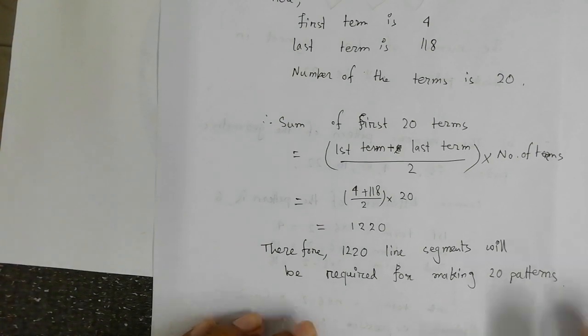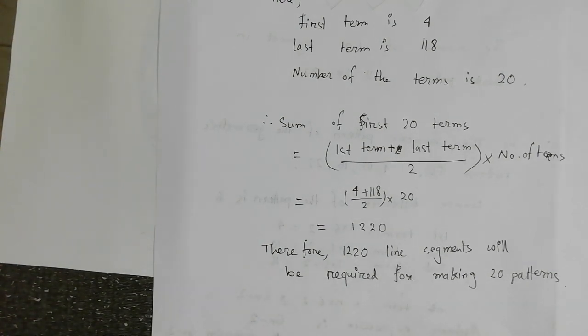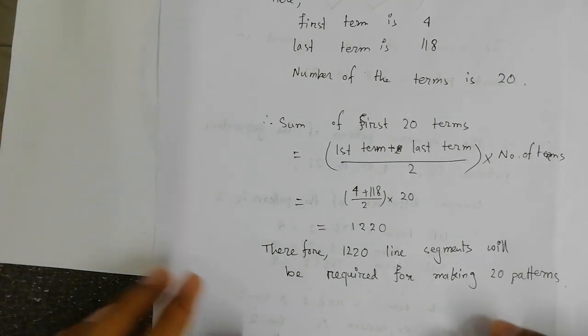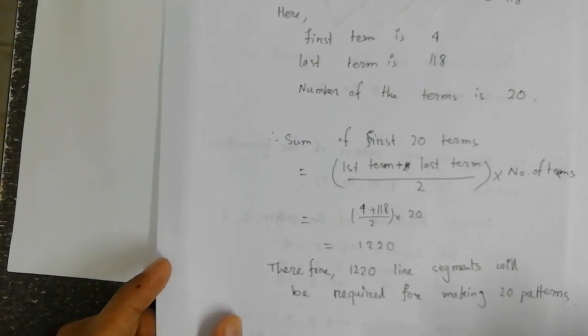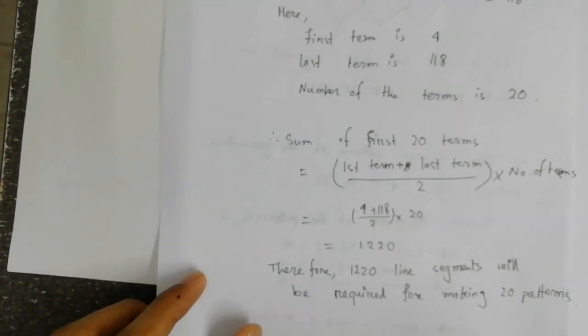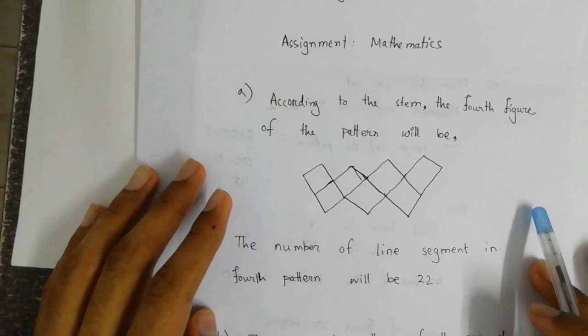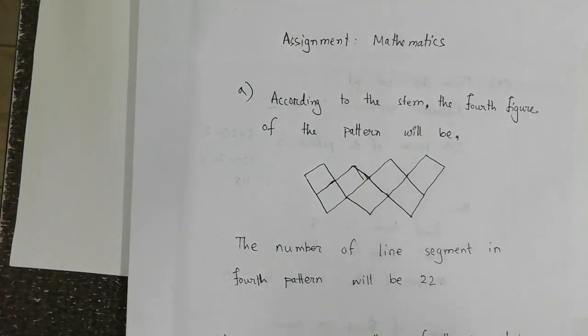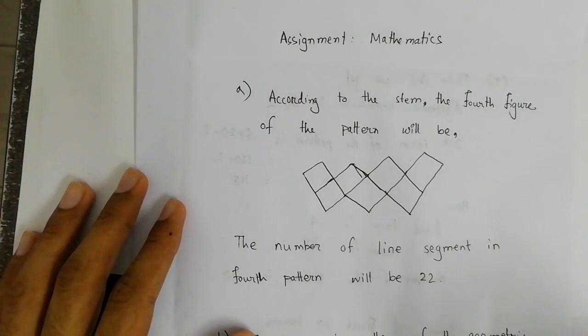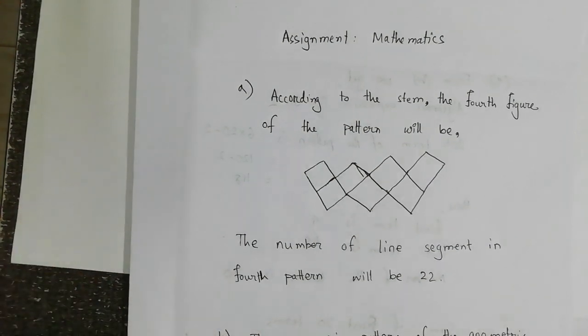So you can see all the solutions of the given assignment questions in this sample answer. You can simply check back through the entire video again and find your answers. If we take a final look at each of the answers, the first question needs the fourth figure and the number of line segments in it, which is given here. The answer comes to be 22.